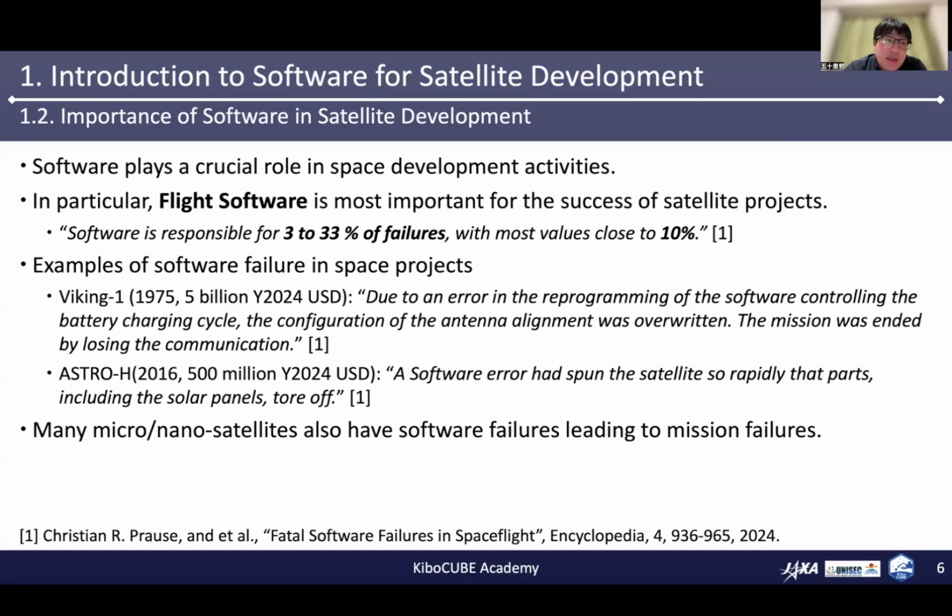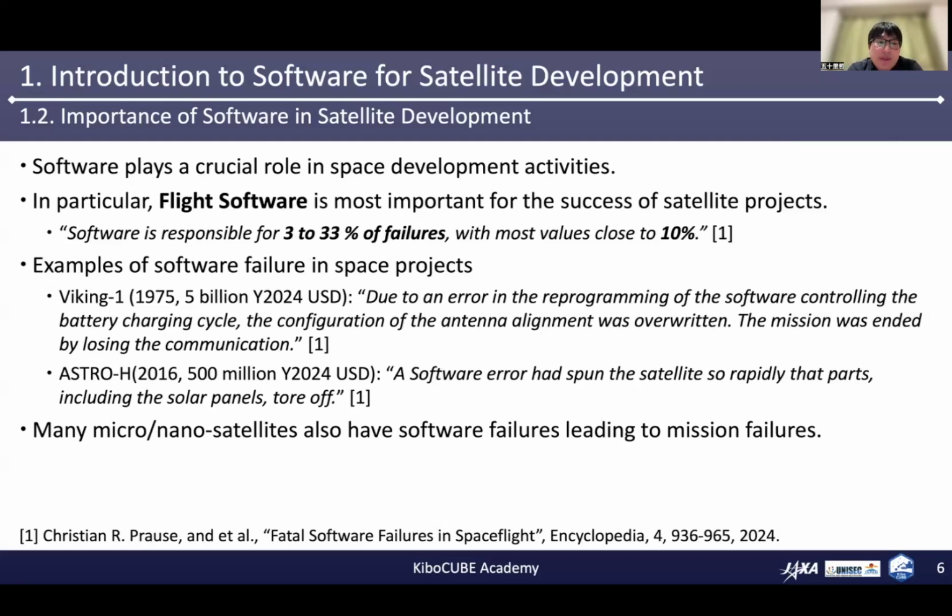And there are several examples of software failures in space projects. In the case of Viking 1, due to an error in the reprogramming of the software controlling the battery's charging cycle, the configuration of the antenna alignment was overwritten, and the mission was ended by losing communications.